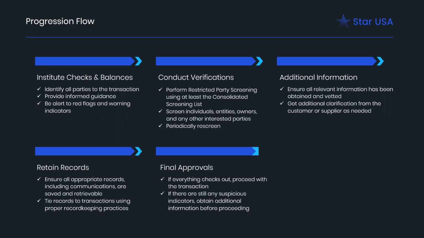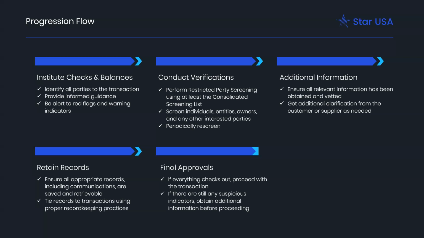Once you've got those checks and balances in place in the right spots in your organization, you need to conduct those verifications. Perform your restricted party screenings using at least the consolidated screening list tool. You want to be screening individuals, entities, owners, and any other interested parties. And you want to periodically rescreen. We'll talk about that again a little bit later on. But you want to conduct those verifications.